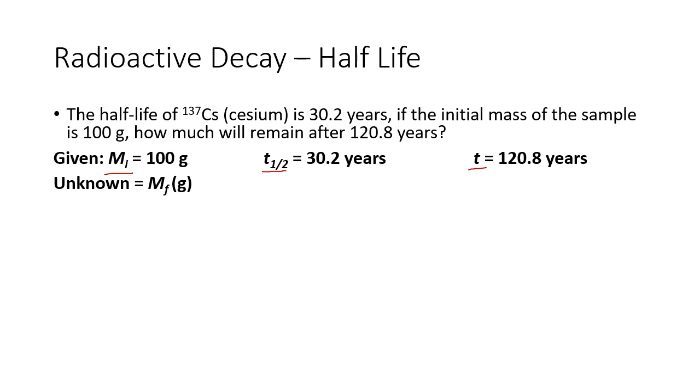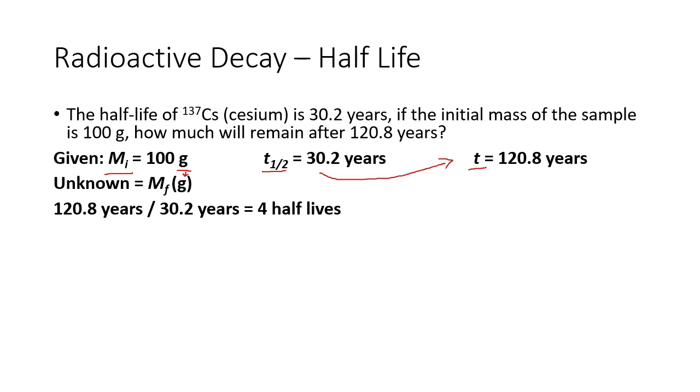What's my unknown? My unknown is the final mass, and that's always going to be in the same unit as your initial, whether that is grams, becquerels, or percent. So what am I going to do? I'm going to have to go through several half-lives to get from 30.2 years up to 120.8 years. So I'm going to start dividing between these. 120.8 divided by 30.2 is 4 half-lives. It's very convenient that it works out just that way, and it should pretty much every single time.